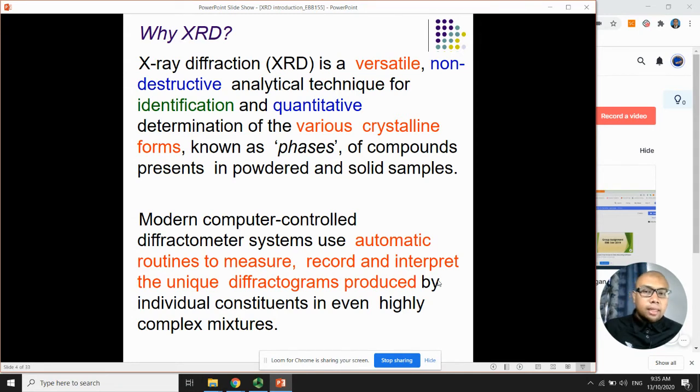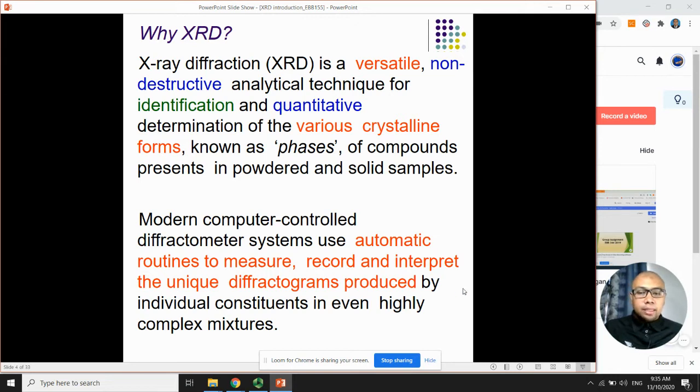What is XRD? XRD is versatile and non-destructive, both quantitative as well as qualitative. Bear in mind, XRD analysis or measurement is only applicable for crystalline materials. I repeat again, XRD only applies to crystalline materials. So what do we get from XRD? Normally we get the phases or compounds present in powder and solid samples.